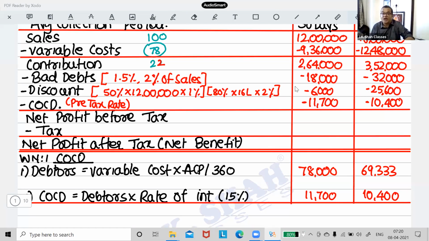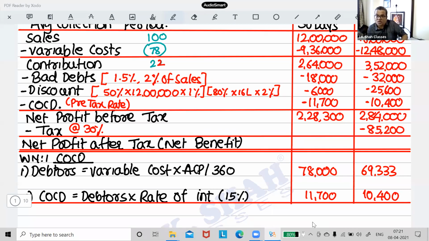2,28,300. And here 352 minus 32 minus 25,600 minus 10,400, 2,84,000. Subtract the tax. What is the tax rate given in the question? I'm unable to find tax. 30%. Tax at 30%. So 284 into 30% is 85,000.